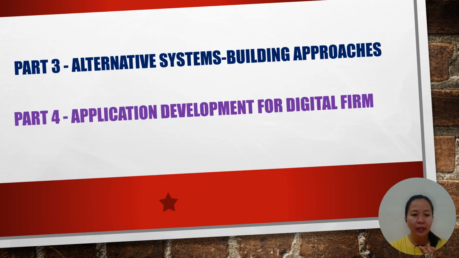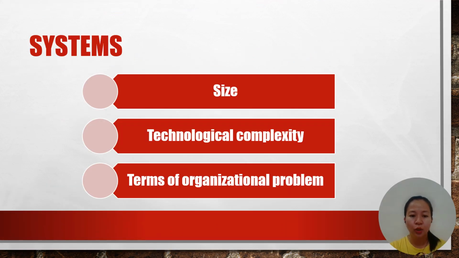So, for part 4, alternative system building approaches and application development for the digital firm. Systems differ in terms of size, technological complexity, and organizational problem. And these differences are meant to be solved by the alternative system building methods or approaches. A number of systems building approaches have been developed to deal with these differences.